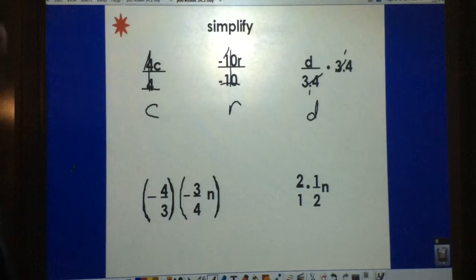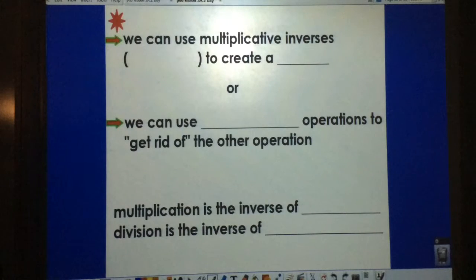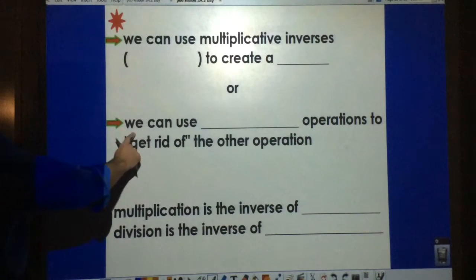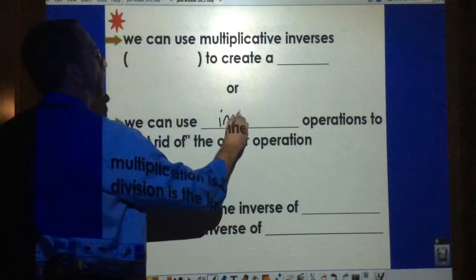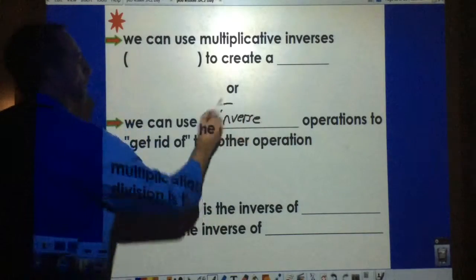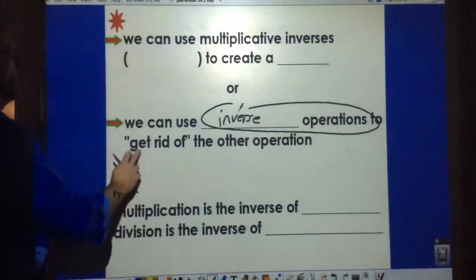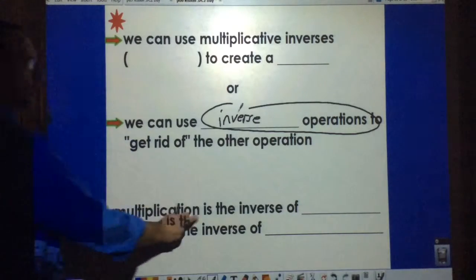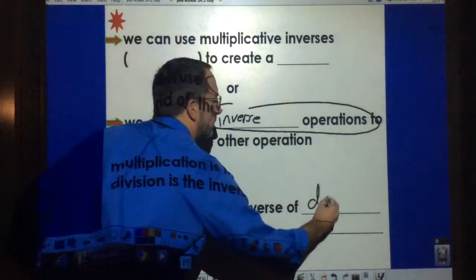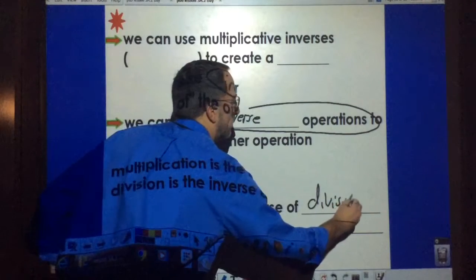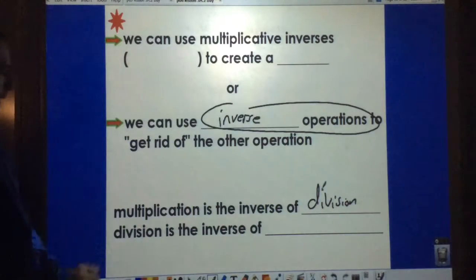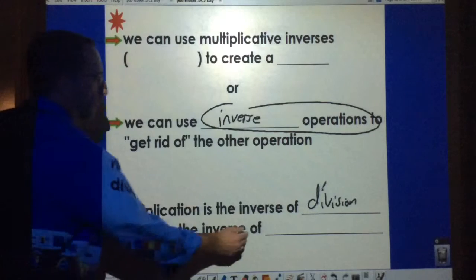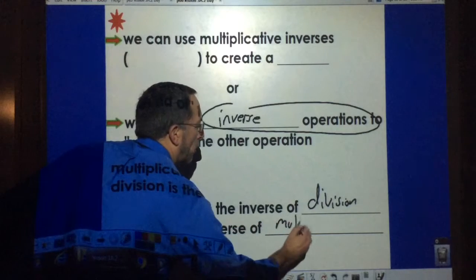If you look down to one slide, it says here at this arrow, we can use inverse operations to get rid of the other operation. In other words, multiplication is the inverse of division, and division is the inverse of multiplication.